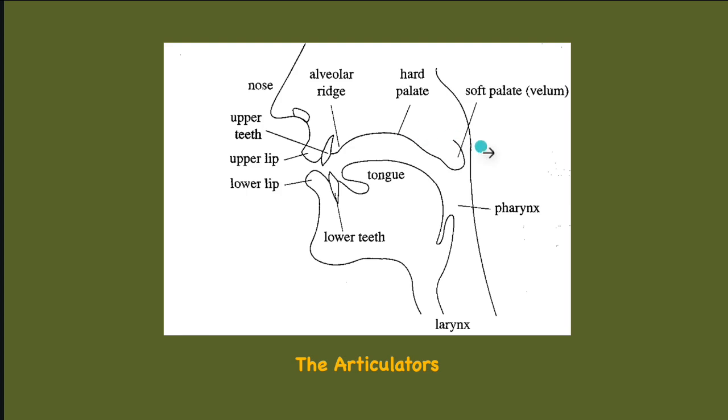Now how about the soft palate? The soft palate is also known as the velum. It is located behind the hard palate. This part is movable and flexible, and can move to open or close the nasal passage. For example, when you say k in cat, the back of your tongue touches the soft palate.